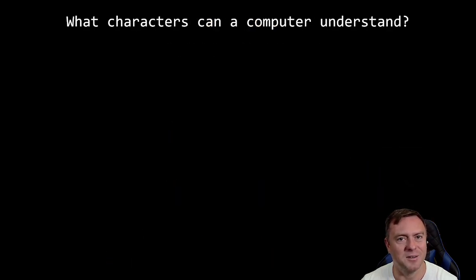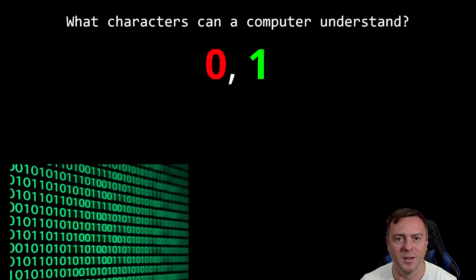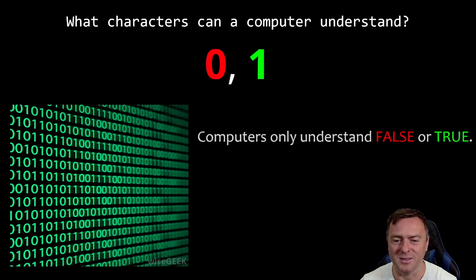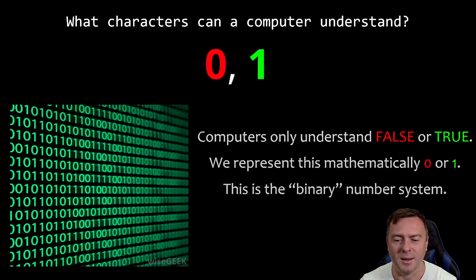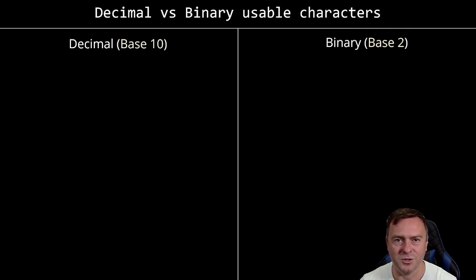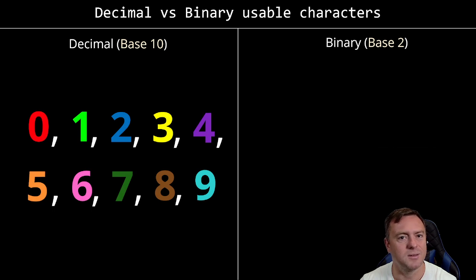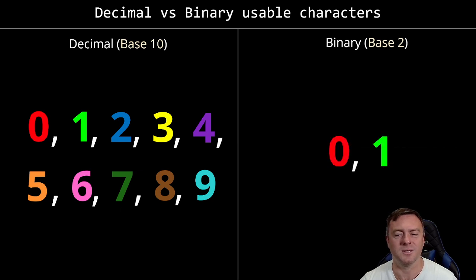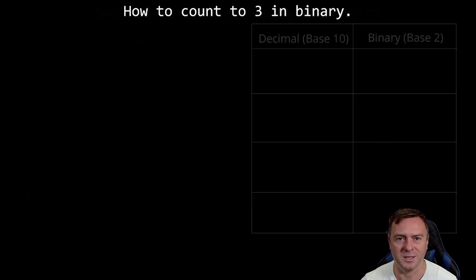So what characters can a computer understand? Well, hopefully I've alluded to that already for you. They can only understand 0 and 1. So this is what binary means. It understands 0 or 1, or true or false, which is what the binary number system is. This is also known as the base 2 system. So when we use the characters in base 10, we can use all 10 characters because of the 10 fingers that we have. A computer can only use the 0 and the 1, which is a little bit different.